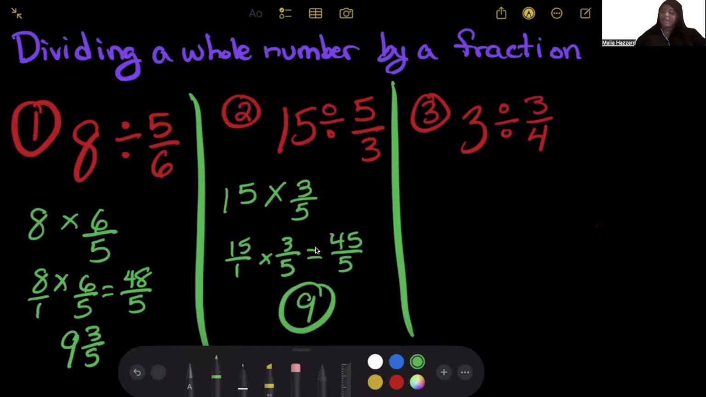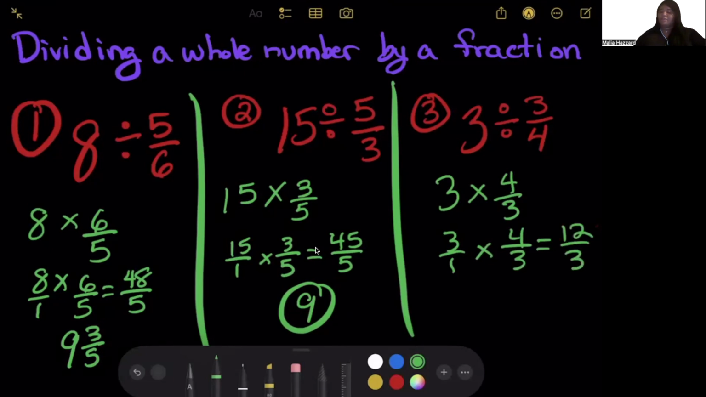For the last one, I keep 3, change it from division to multiplication, and then I'm going to flip my next fraction. So I get 3/1 times 4/3, multiply straight across. I get 12/3. Simplify, 12 divided by 3 gives me 4. If you did it using the second method, you should still get the exact same answer as well.